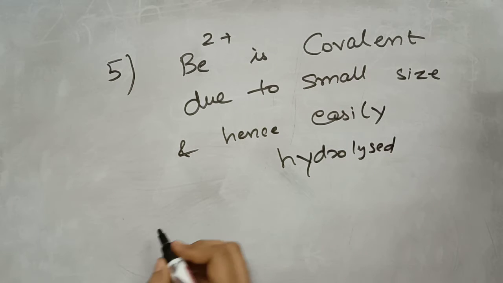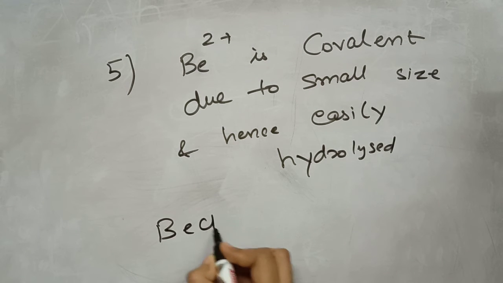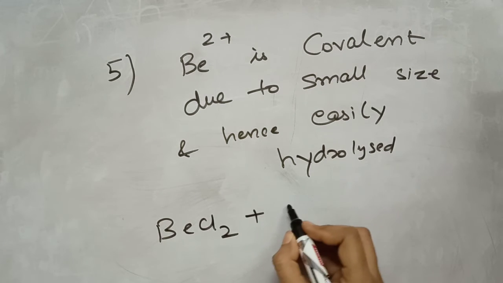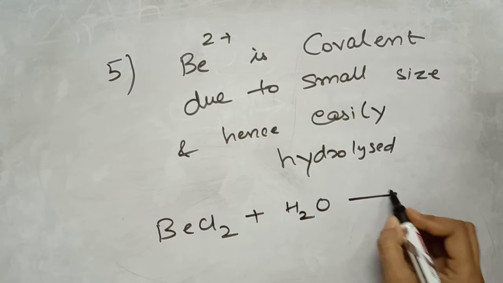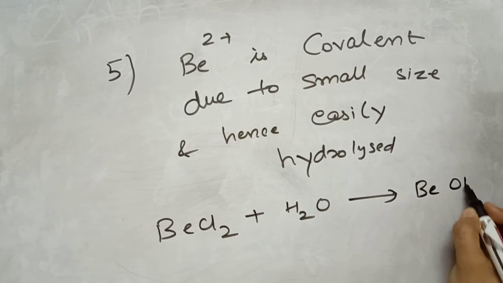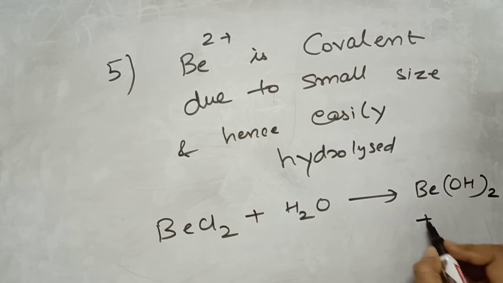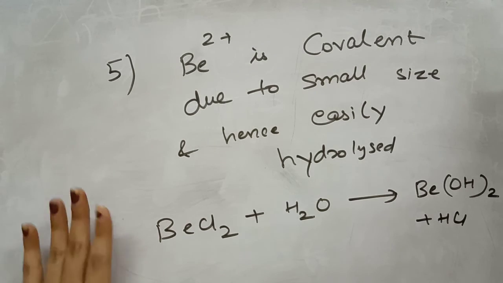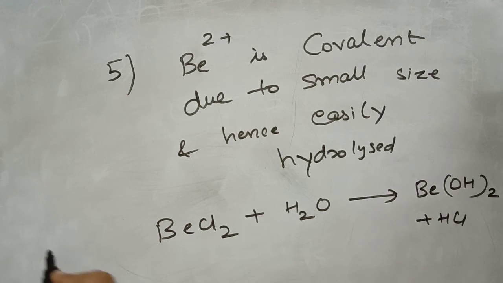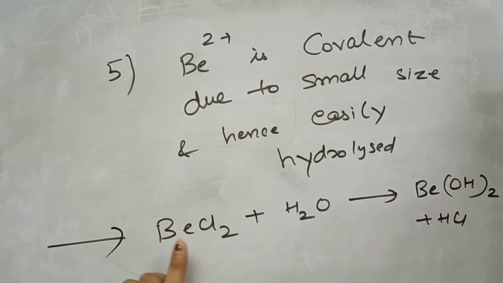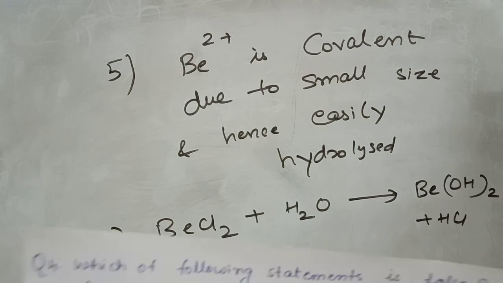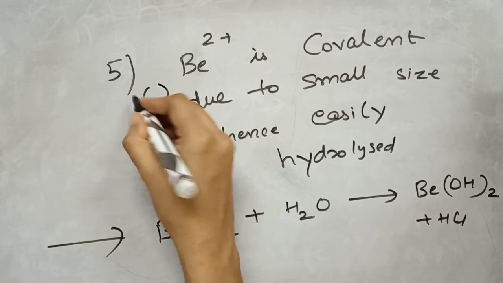The equation is obviously the reaction between beryllium chloride, which is BeCl2, plus water, gives Be(OH)2 plus HCl. I haven't balanced it. You can obviously balance it. This is just to show you the equation, the reaction which is taking place. So there is reaction between BeCl2 and water, which forms beryllium hydroxide plus HCl. So the option which is incorrect is the C option, which says its salts rarely hydrolyze. That means C is the incorrect option.